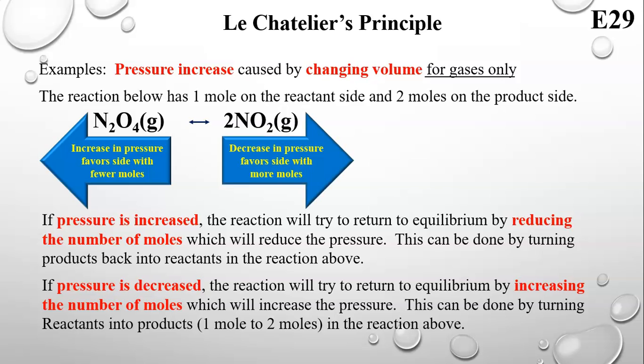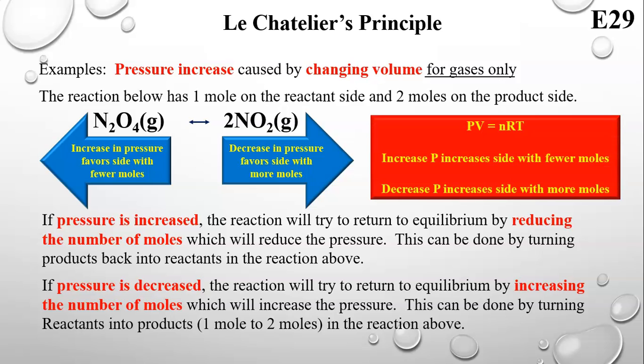If you decrease the pressure, it does the opposite. It wants to increase the pressure. So it does that by increasing the number of moles in the container, the number of molecules in the container. So it does that by moving to the right, by moving from 1 mole of N2O4 to 2 moles of NO2. So PV equals nRT. Increased P favors the side with fewer moles. Decreasing P favors the side with more moles.